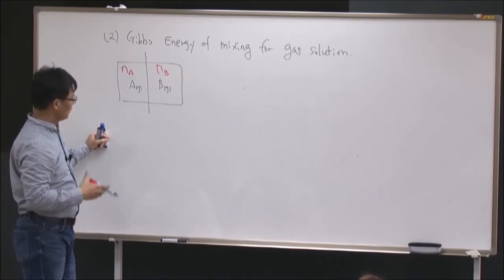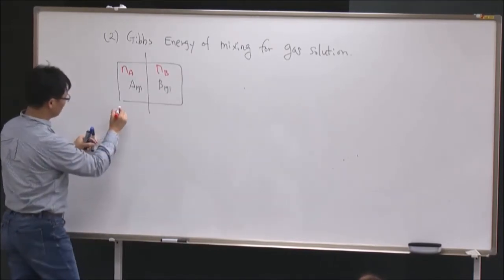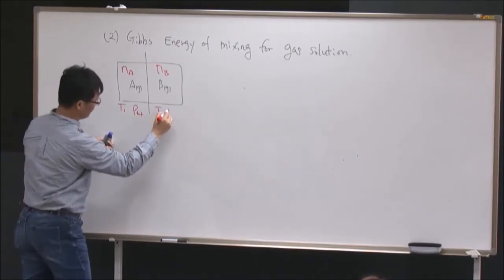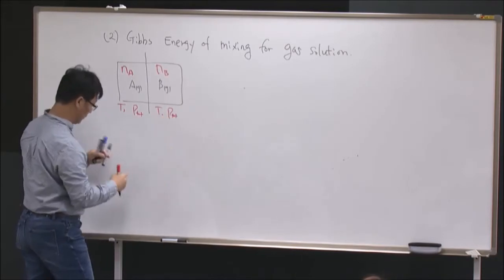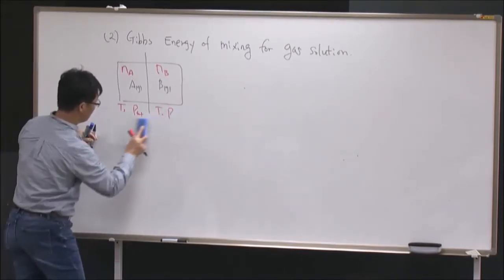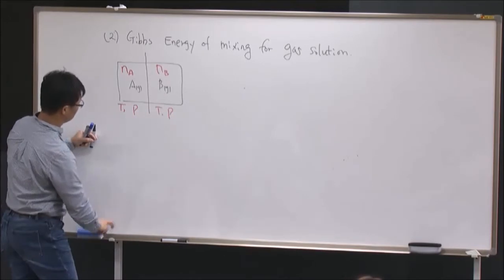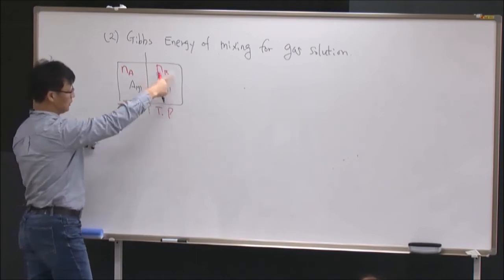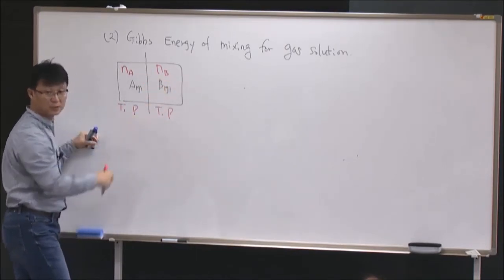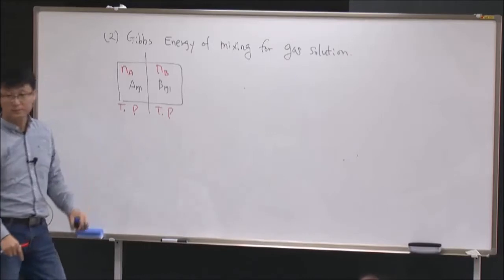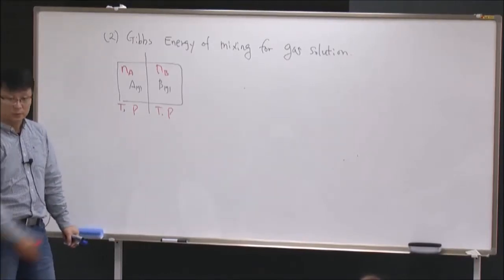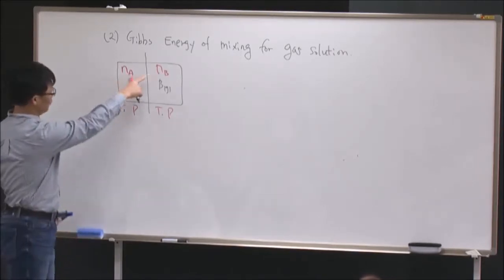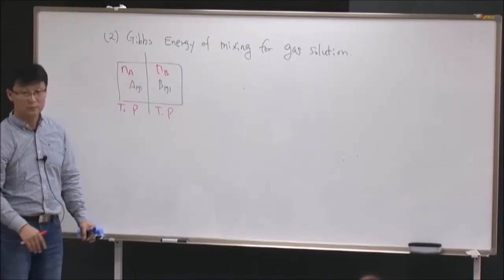Okay. But let's make one condition here. Let's assume I have the same temperature, same total pressure. Total pressure is a little bit strange, so let's just say the pressure on the A side here is P. The pressure on the B side is also P. Same temperature, same pressure. Okay? So the left side and the right side are exactly the same temperature and same pressure. But the number of moles of the gas phase could be different. Okay?